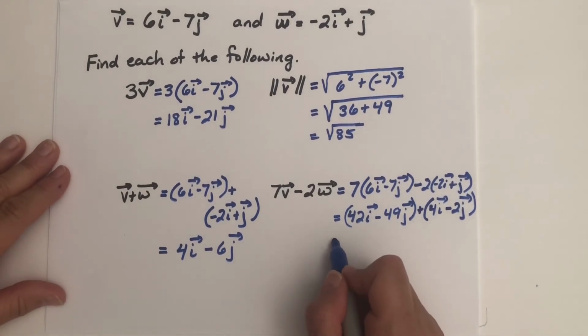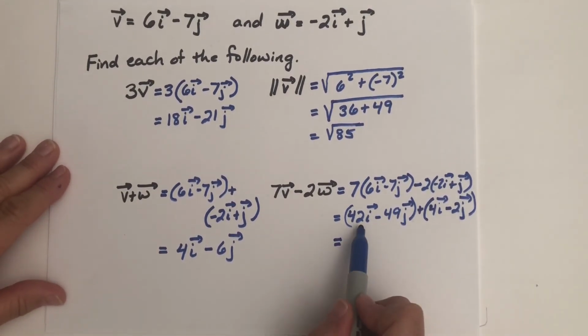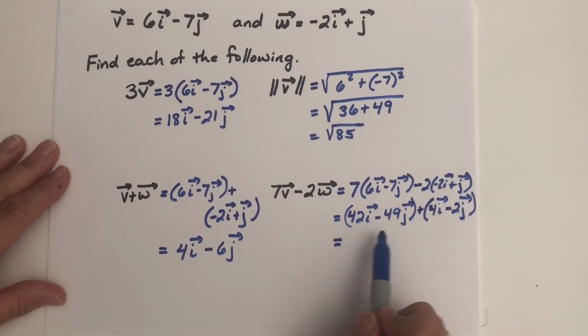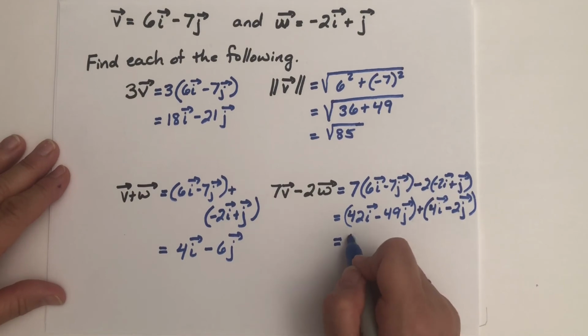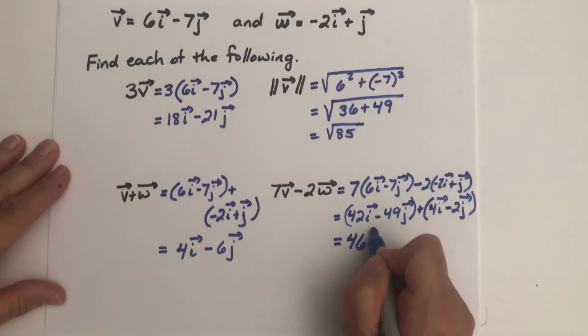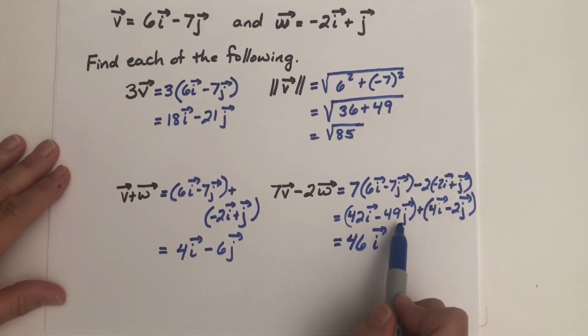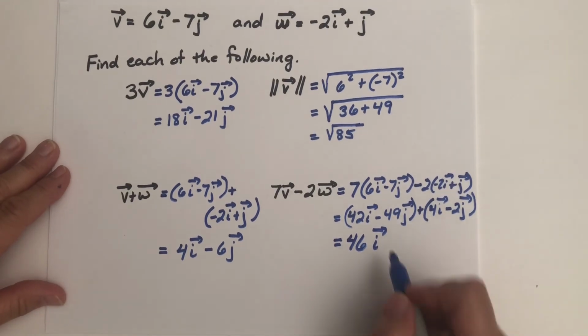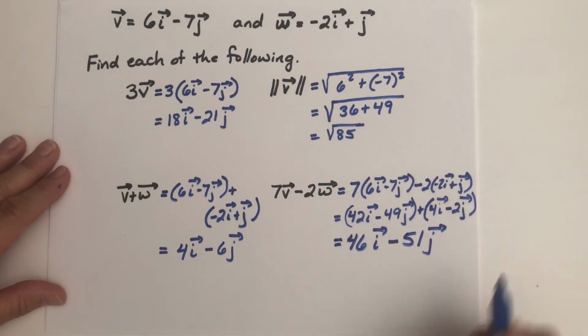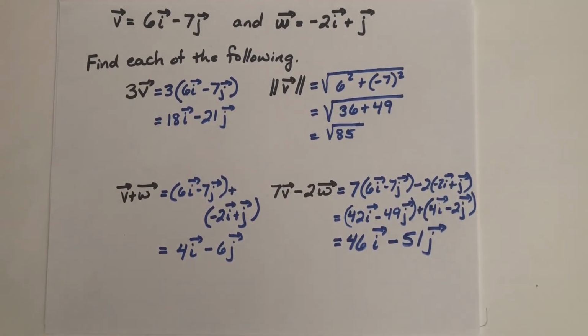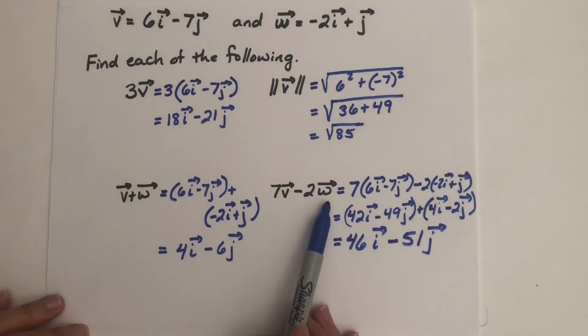And when we combine these components, we have 42i plus 4i, that's 46i, and a negative 49j and a negative 2j is minus 51j. And now we have 7 times vector v minus 2 times vector w.